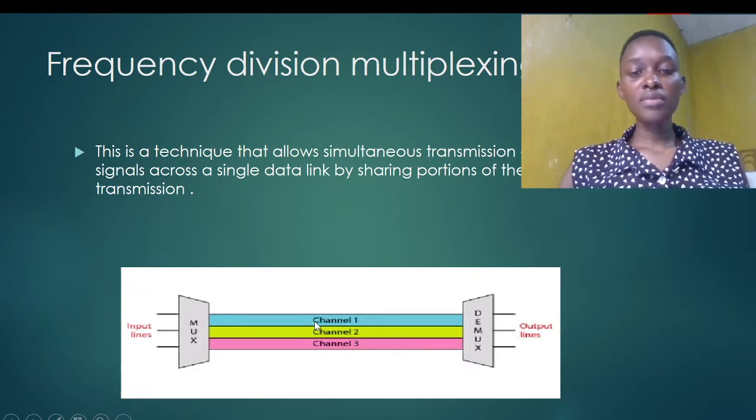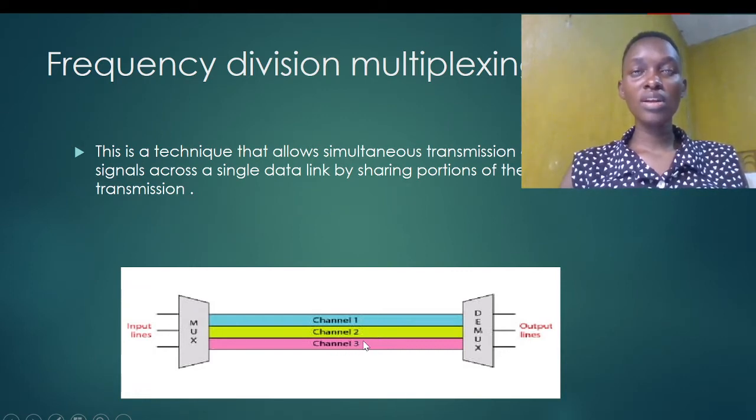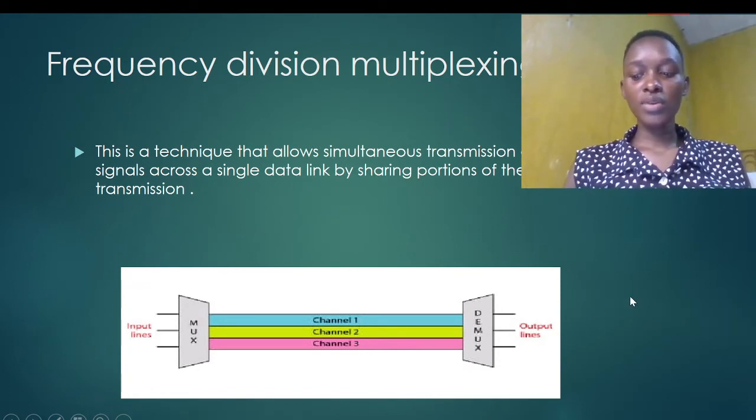And we can say that signal 1 can take over channel 1, and signal 2 can take over channel 2, and signal 3 can take over channel 3, and so on, and then they are demultiplexed and put on the output lines.